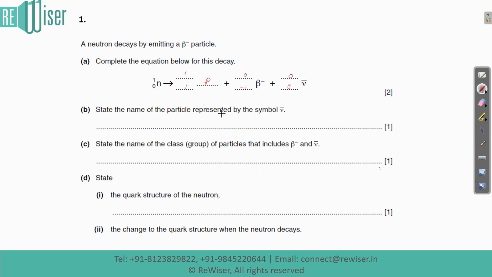State the name of the particle represented by this symbol. This is called an anti-neutrino. Okay. State the name of the class of the particles, beta minus and this one. These are called leptons. They fall under the class called lepton. Okay, they're leptons.